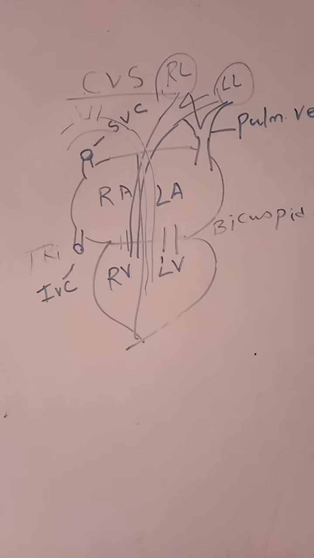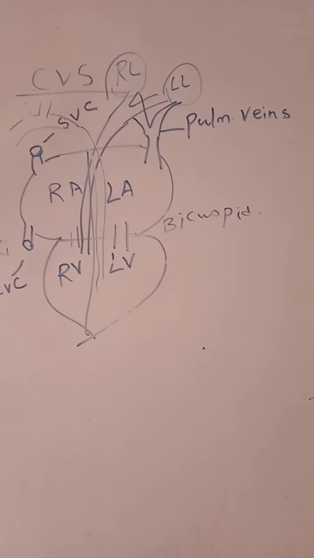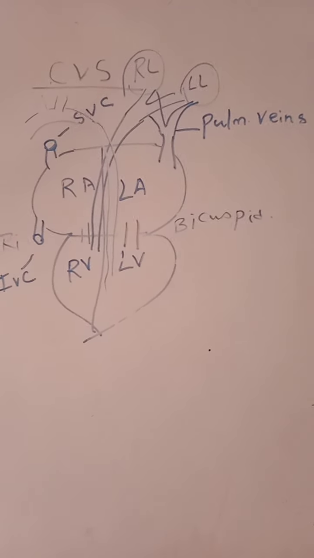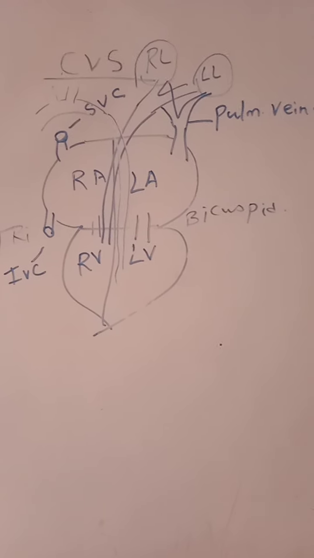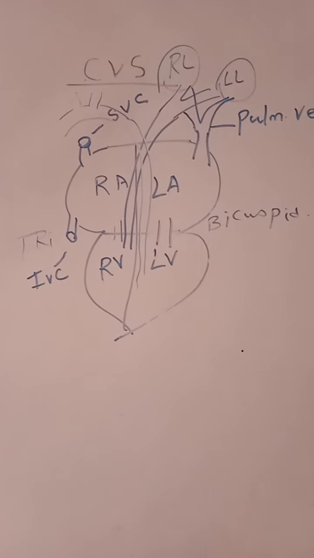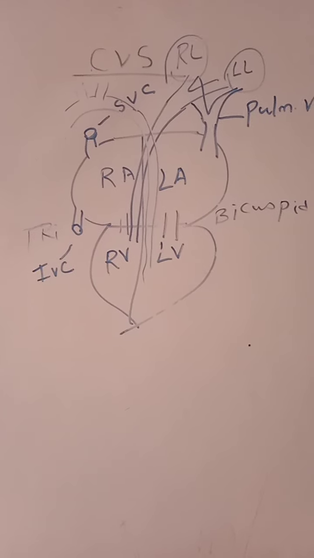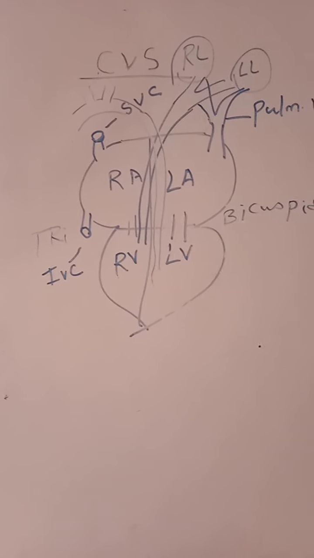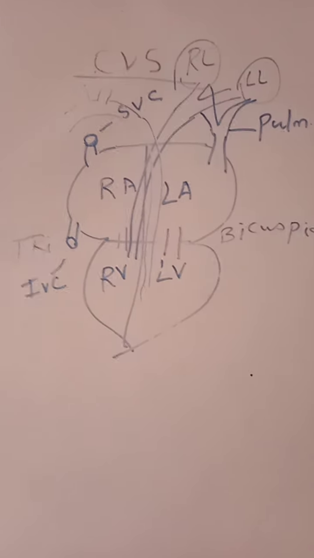And from the lung, once the deoxygenated blood gets oxygenated, the pulmonary veins take the oxygenated blood and reach the left atrium. Now the oxygenated blood from the left atrium reaches the left ventricle through the bicuspid valve, and from the left ventricle the oxygenated blood is carried by the aorta. From the aorta there are many other branches which transport the blood to different parts of the body.